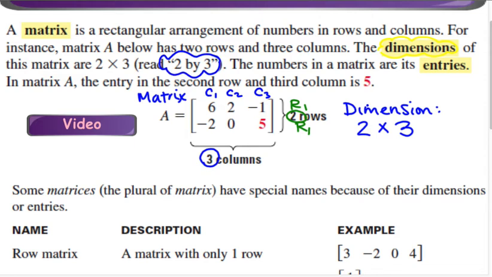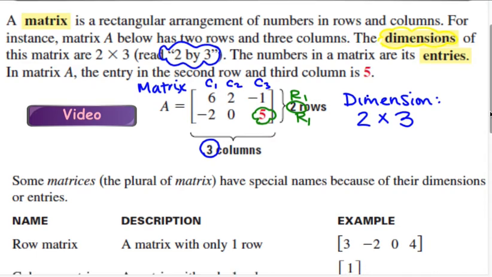Now they also talk about entries. When we were teaching chi-squared, we talked about cells. So if we want to find out what's in the second row, third column, they're highlighting this number 5 here. That would be the element of 5, the second row, third column.